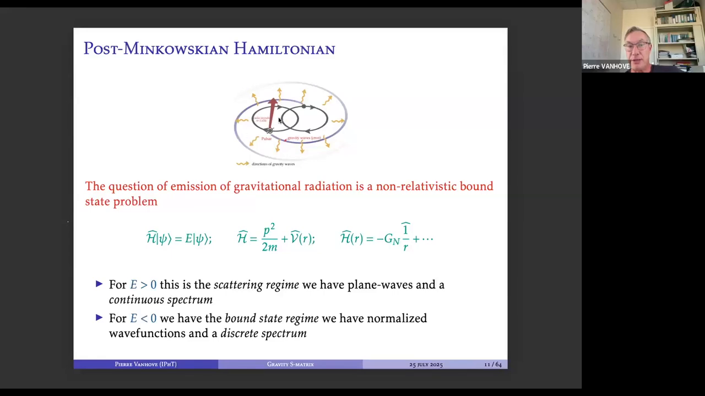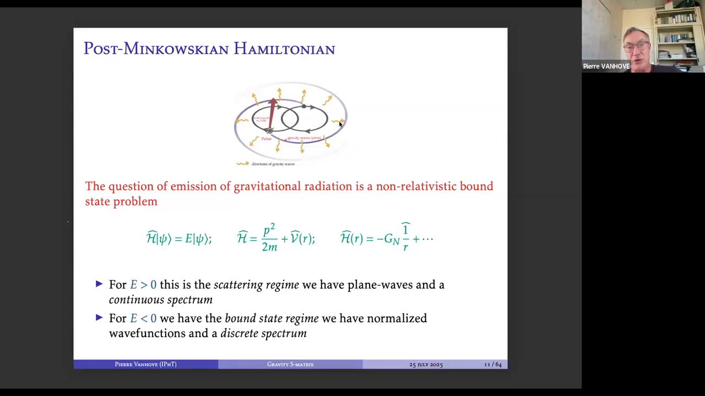We have a system of two massive objects. They interact and they radiate. You are certainly familiar with the equivalent problem in atomic physics, the electron orbiting the nucleus, which a priori classically radiates energy, and you quantize it, and then the atom is stabilized.